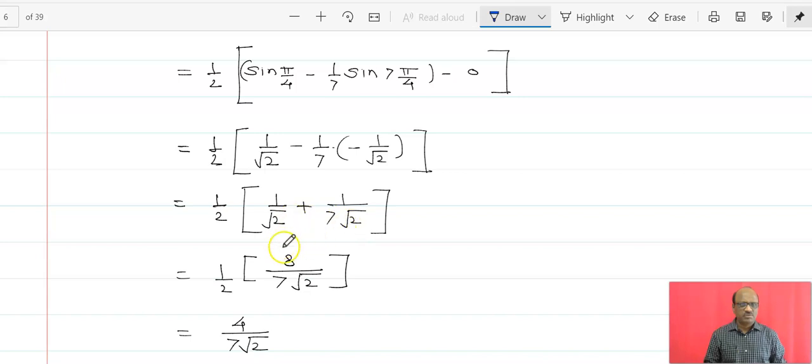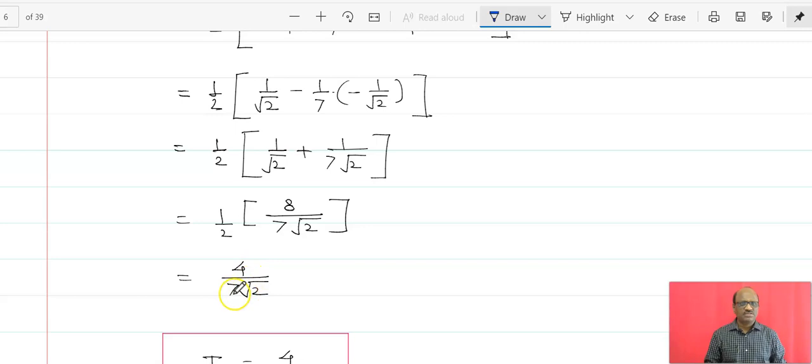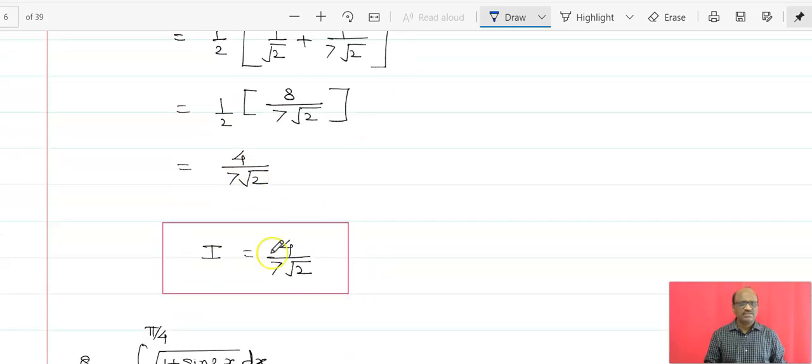Now, by adding this, using the LCM, multiply this 1 upon root 2 in the numerator and denominator by 7. 7 plus 1 will become 8, and therefore the denominator is 7 root 2. And hence the answer is 4 upon 7 root 2.